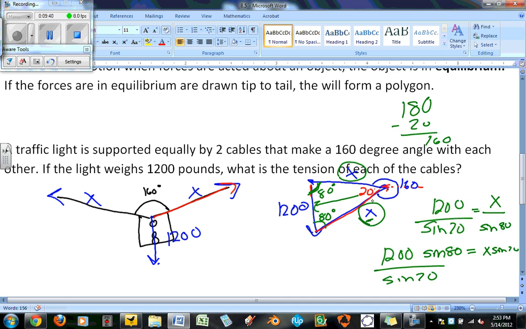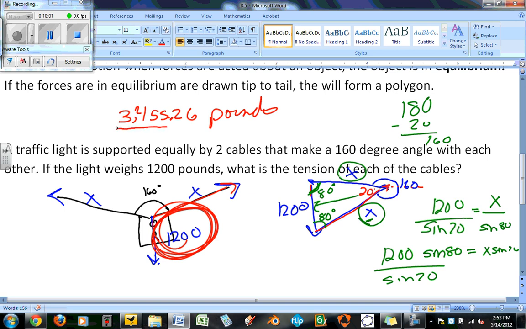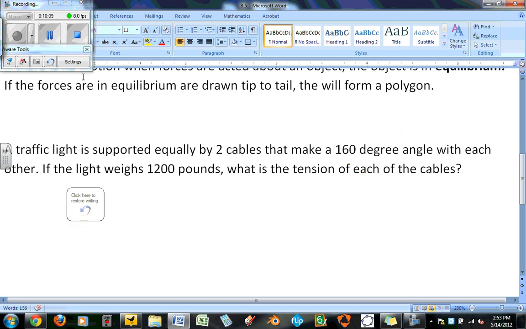These two things exert a force each of 3,455.26 pounds. So in order to hold this thing that weighs 1,200, we need each of these cables to be pulling in opposite directions, 3,455.26 pounds. Anyway, that's all I have for you, just showing you some applications of some vectors. I hope this helps. We'll see you in class.